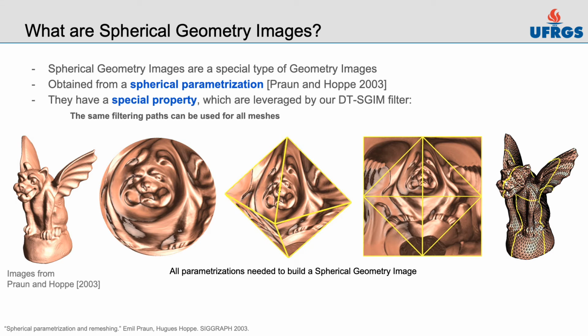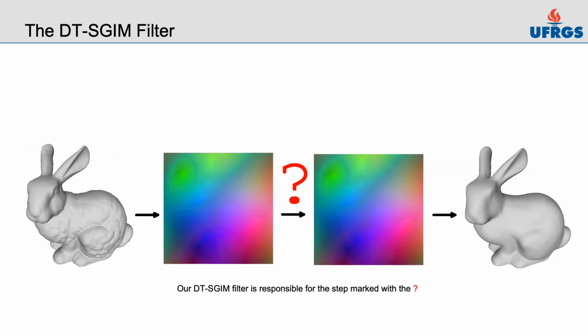The usage of spherical geometry images allows our filter to always use the same filtering paths, regardless of the mesh it is filtering. Please refer to the paper for more details. Now let's understand how our filter works. Our filter is responsible for the step marked with a question mark in the illustration. In other words, its input is a spherical geometry image and its output is another spherical geometry image, now filtered.